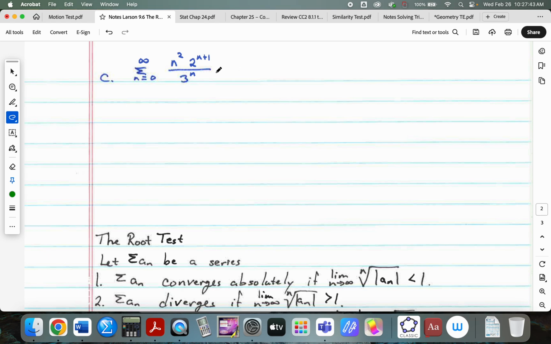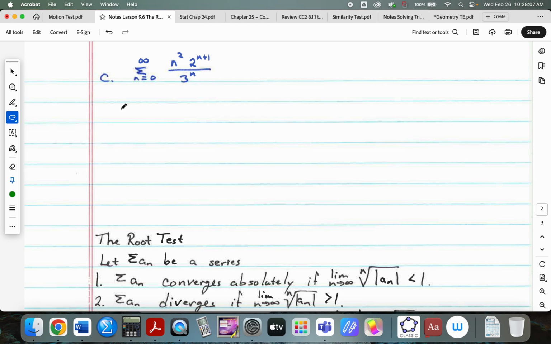So you look at this and you're like, if I just had the 2 to the n plus 1 over 3 to the n, that would look sort of like a geometric. But then I've got this times n squared. I'm very confused by this. Okay, well, let's see if we can do something with it.